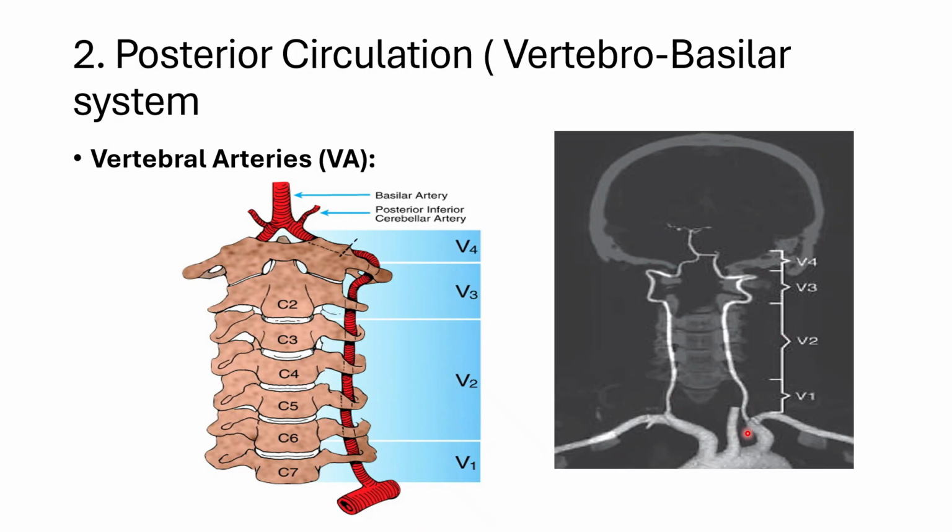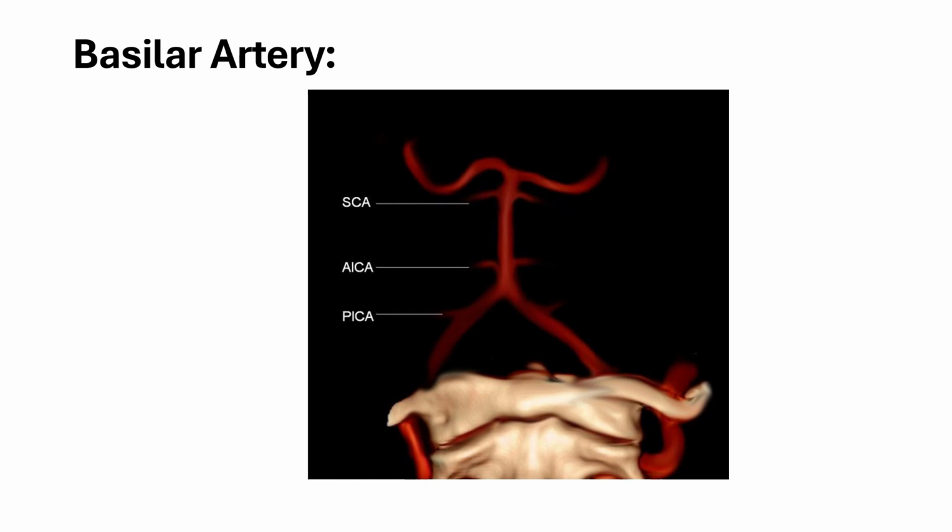This is the CT angiogram image showing the V1, V2, V3, and V4 segments of the vertebral arteries. Now the basilar artery. It is formed by the union of the vertebral arteries. The basilar artery runs along the ventral pons, bifurcating superiorly into the posterior cerebral arteries. Its branches include the anterior inferior cerebellar artery, that is AICA, and the numerous pontine arteries supplying the pons, and the superior cerebellar artery, so SCA. These are the main branches of the basilar artery, and these supply the critical brainstem and cerebellar structures.